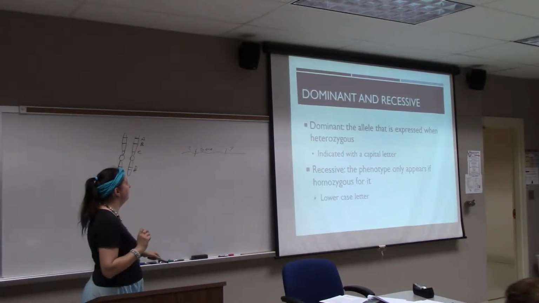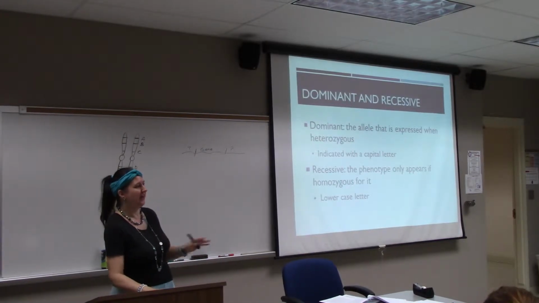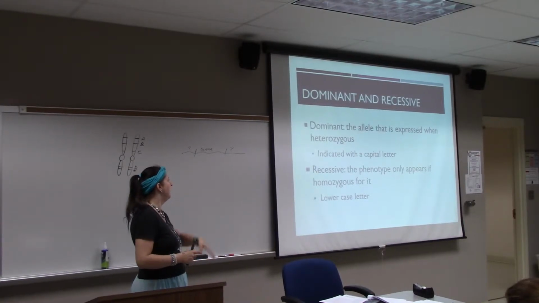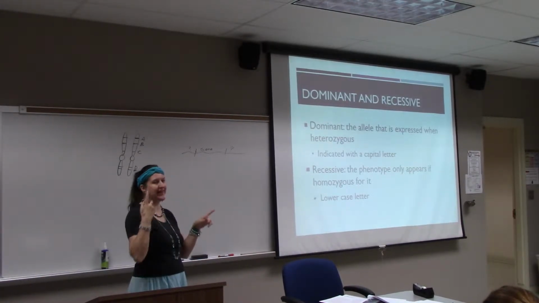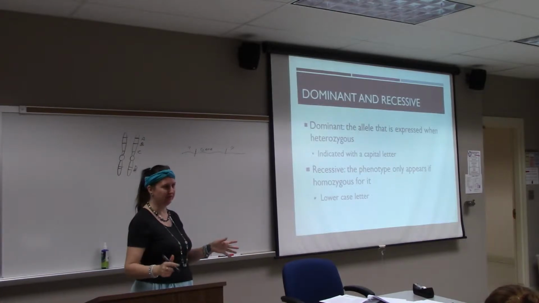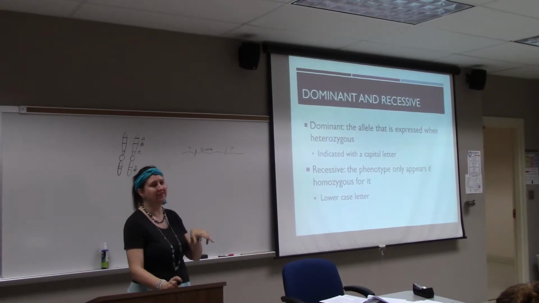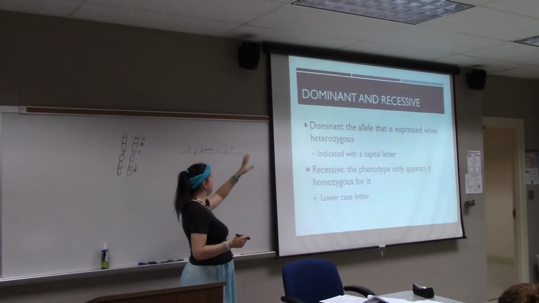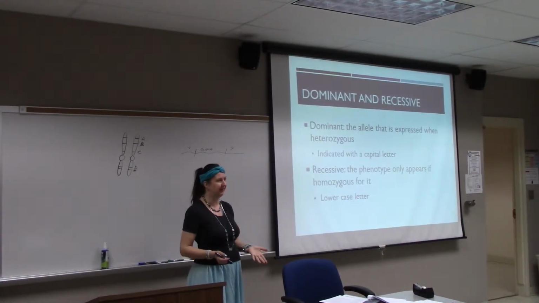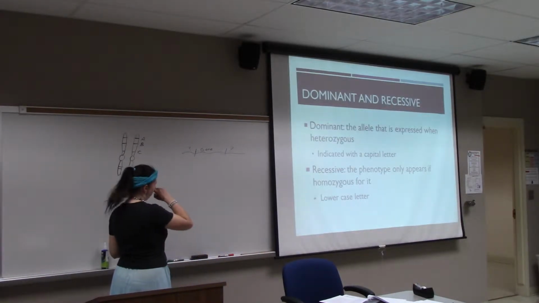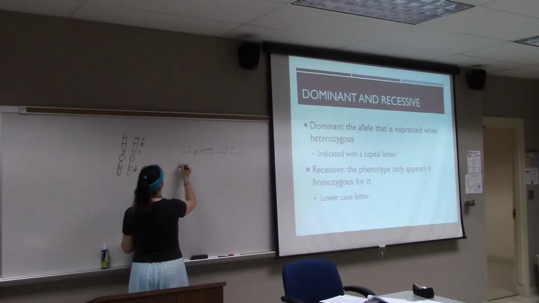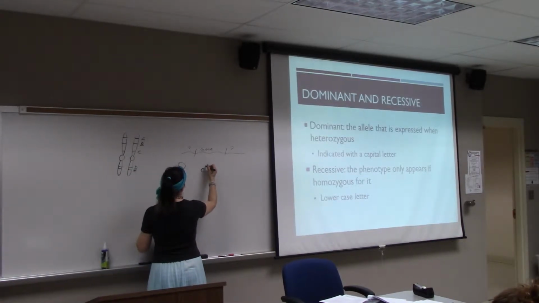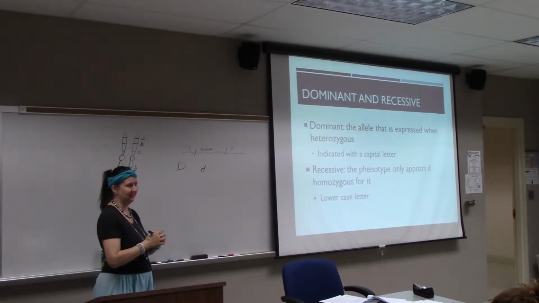Dominant and recessive are major inheritance patterns. Dominant means that you only need to have one copy of the allele to get the trait it codes for. So if you're heterozygous, you'll have the dominant phenotype. We indicate dominant alleles usually with a capital letter. So something like, let's say, dimples. Having dimples is dominant, so it's a capital D. Not having them is recessive, so we use a lowercase d.